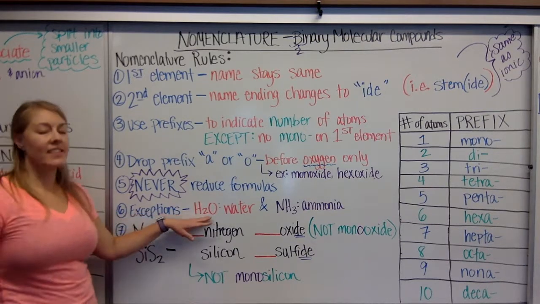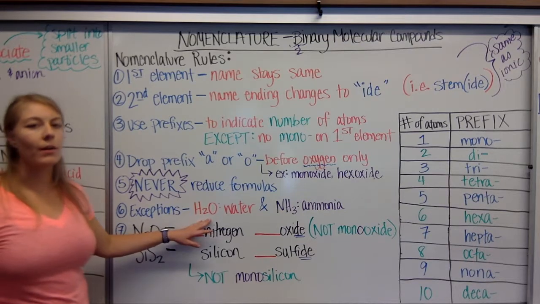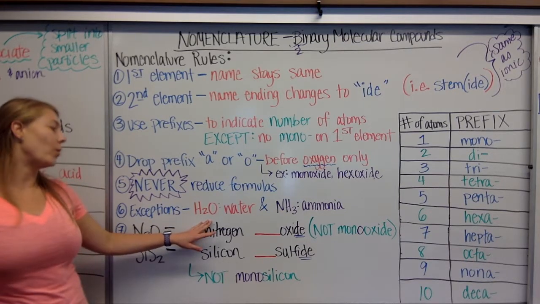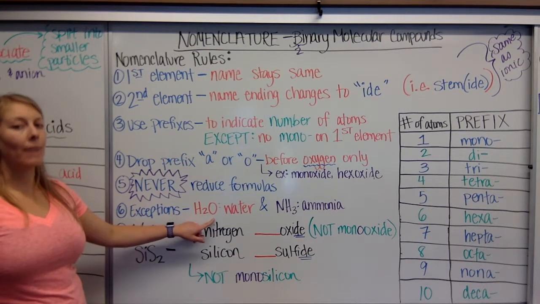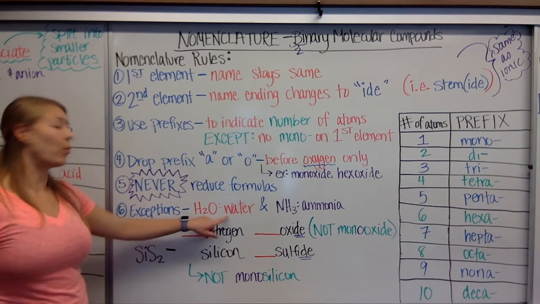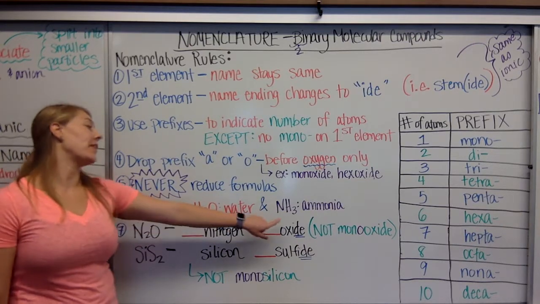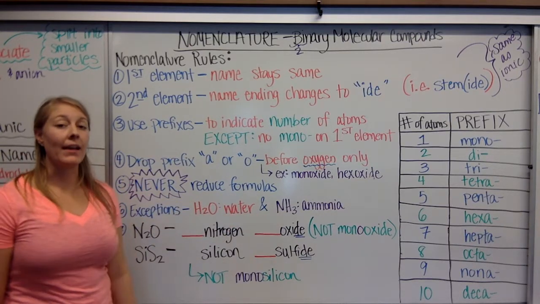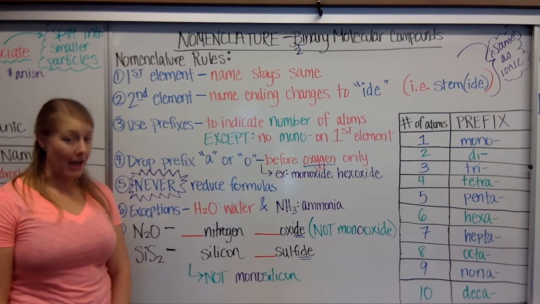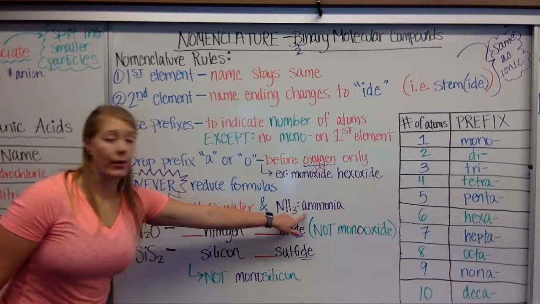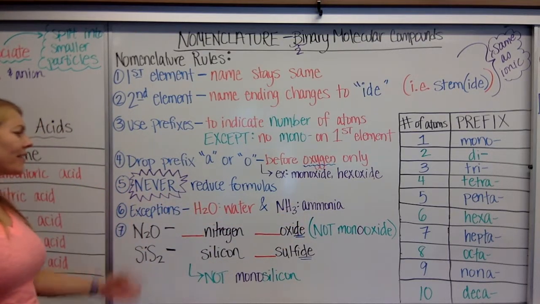And then our exceptions to these naming rules, which we're going to put to use here in a second. H2O, you hopefully know, is called water. We don't refer to H2O as dihydrogen monoxide. You can, but it's water. Actually, you can't. Don't call it dihydrogen monoxide. It's water. And then NH3 is not nitrogen trihydride. It is ammonia, okay? Those are just some exceptions to our naming rules. Now let's try these out.